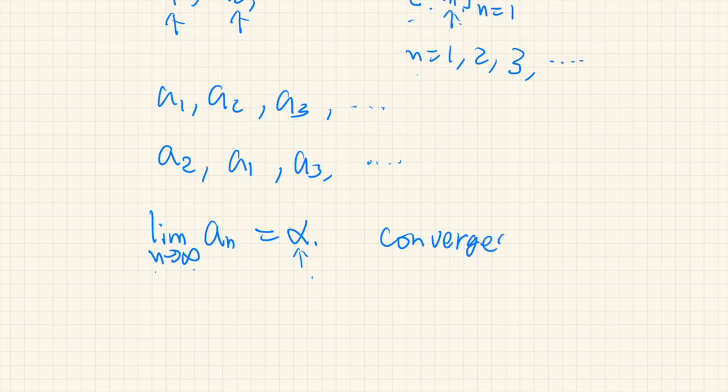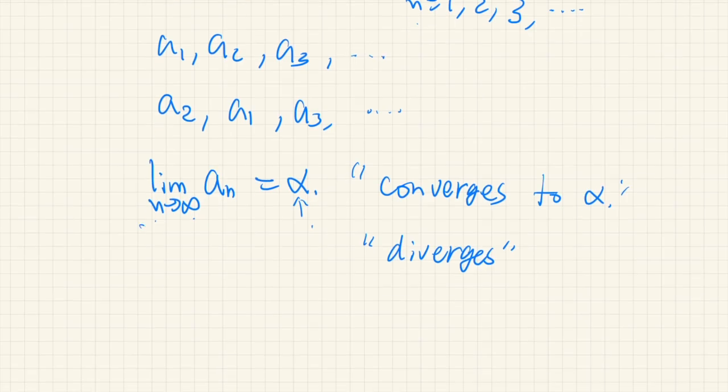Converges to alpha, or it diverges. So it can diverge to infinity or negative infinity, or it doesn't diverge to any of these, but it can oscillate or it can take random values or whatever. In any case, it doesn't converge. We say it diverges. And instead of writing like this, we sometimes write an goes to alpha as n goes to infinity.